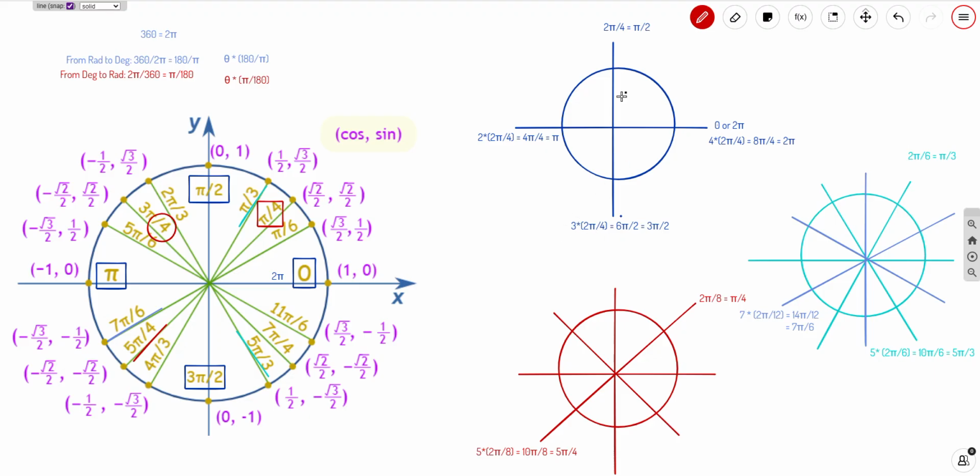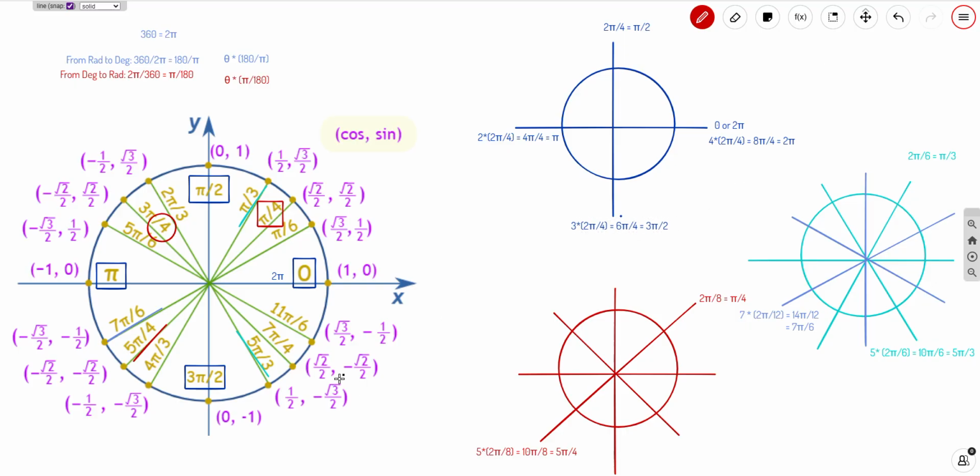So we multiply by 3 because there's 3 parts. And then we get 6 pi over 2 and we simplify. Mira que hay 3 partes. 2pi entre 4, 4pi entre 4, 6pi entre 4. Y 6pi entre 4 es igual a 3pi entre 2. Oh, look, I made a mistake here. So sorry.